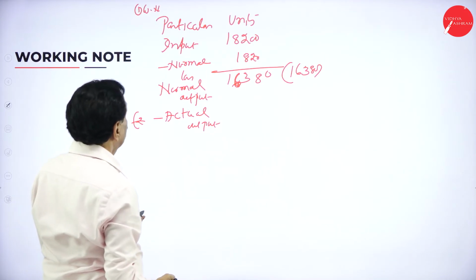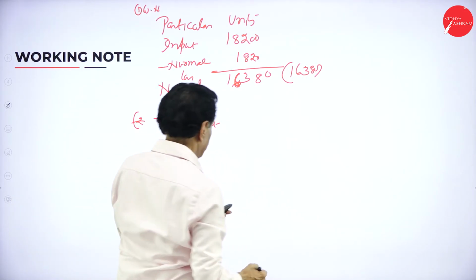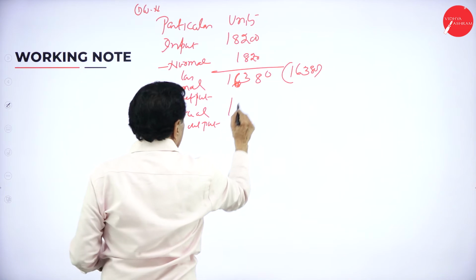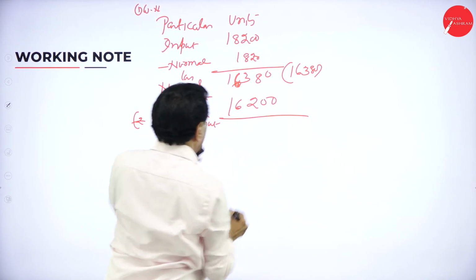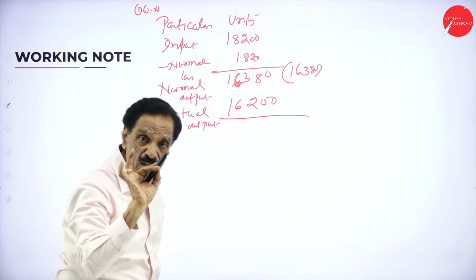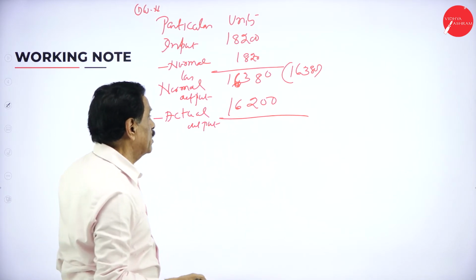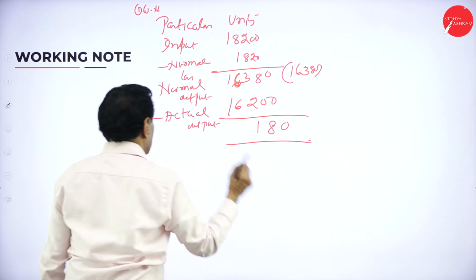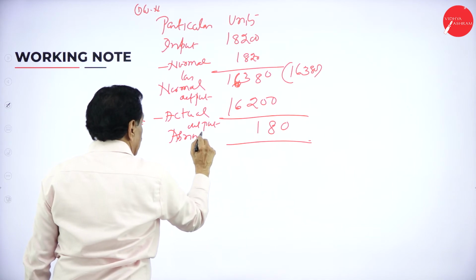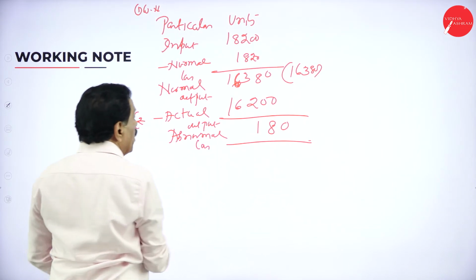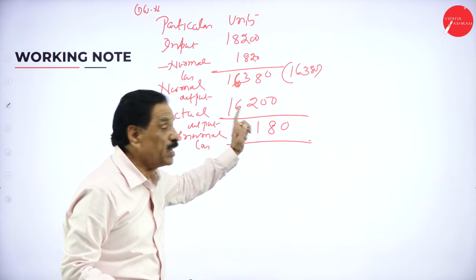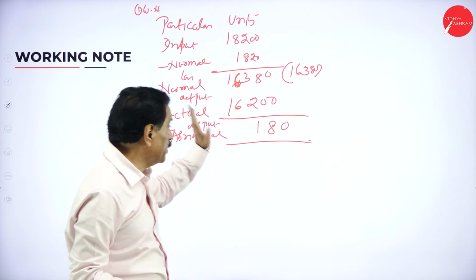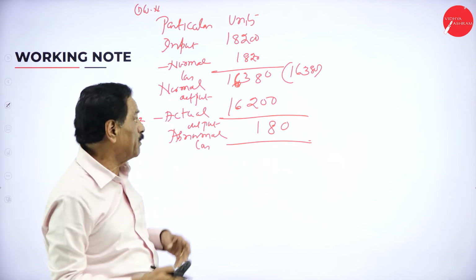Come back to working out. Actual output, 16,200 units. We require how many units? 16,380 units. But actually they took out 16,200. How much less? 180 units. That is abnormal loss. You require 16,380 units, but actual output is 16,200. It has come down by 180, which is called abnormal loss.